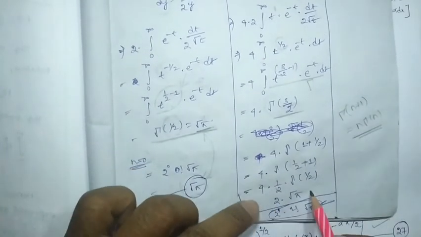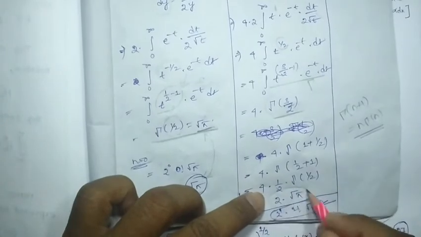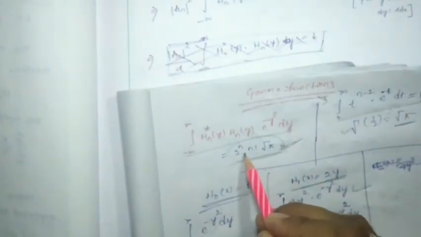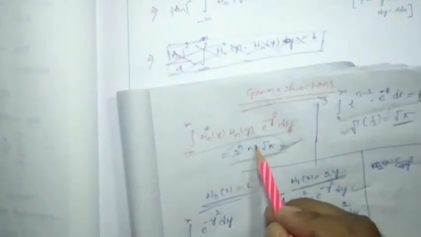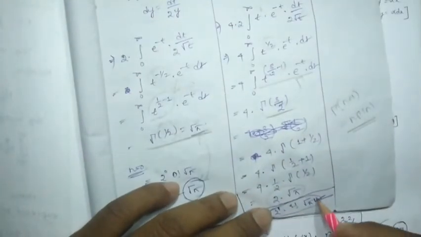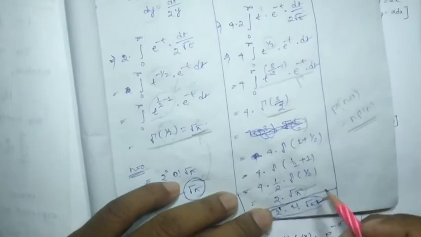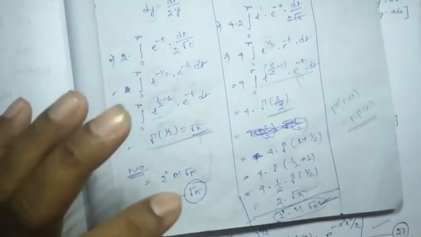Now we have to cross check whether we get this value from the formula or not. Put n equal to 1: this will be 2 to the power 1, 1 factorial, and root pi. So 2 root pi, we can get 2 root pi. In this way we got the same value. The cross check is a success.